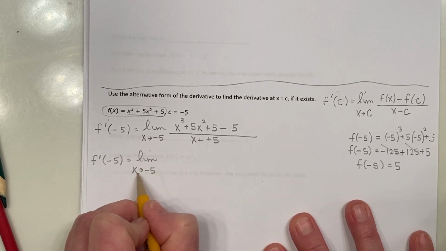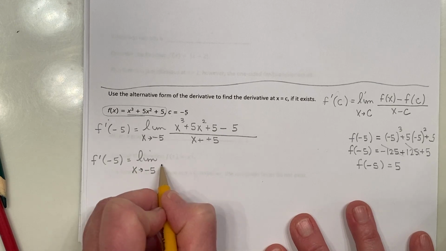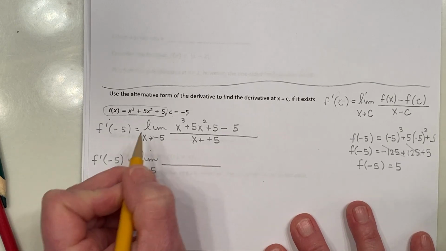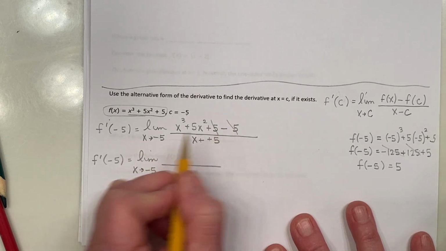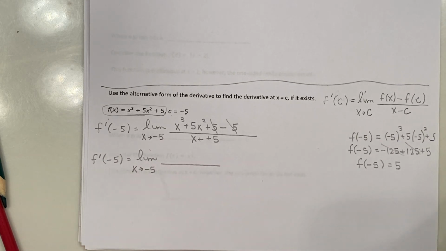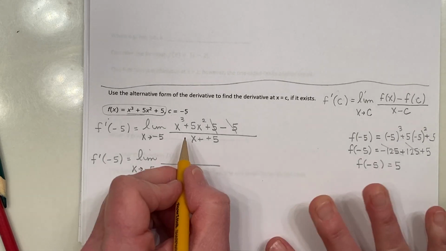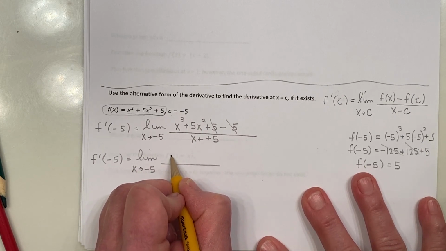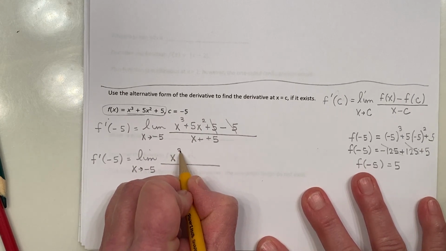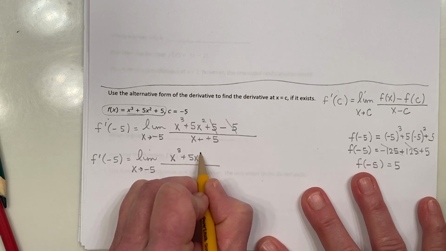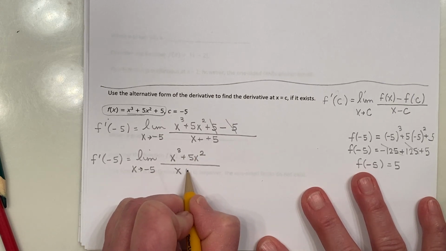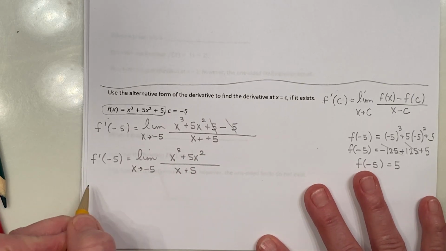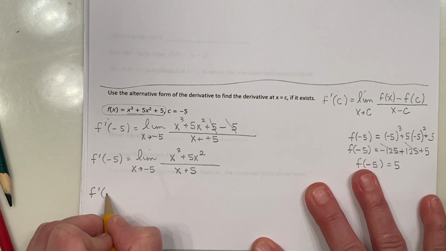So as the x coordinate of another point gets closer to the x coordinate of -5, let's clean this up. The 5s are going to cancel. And then we've got two terms with x, so let me write that down first: x cubed plus 5x squared over x plus 5. There we go.